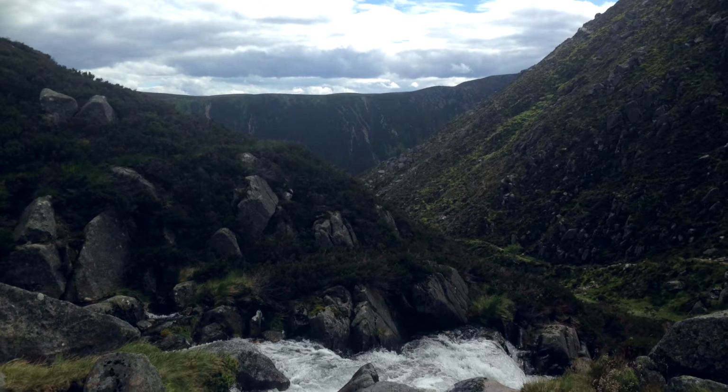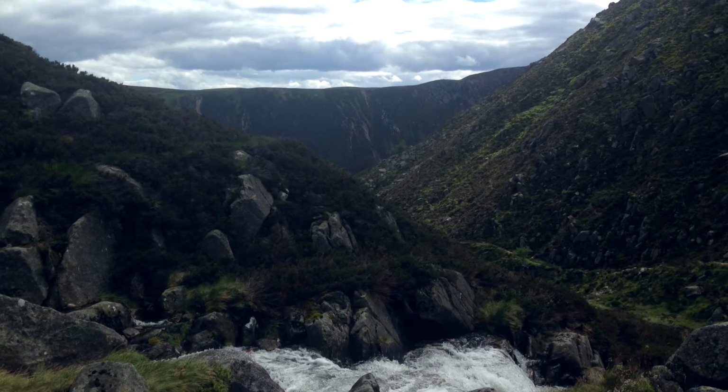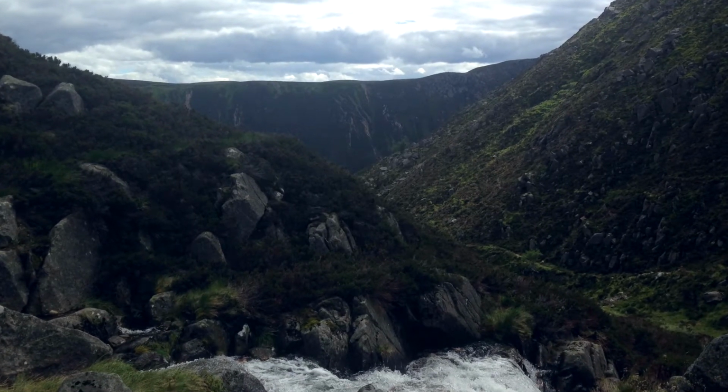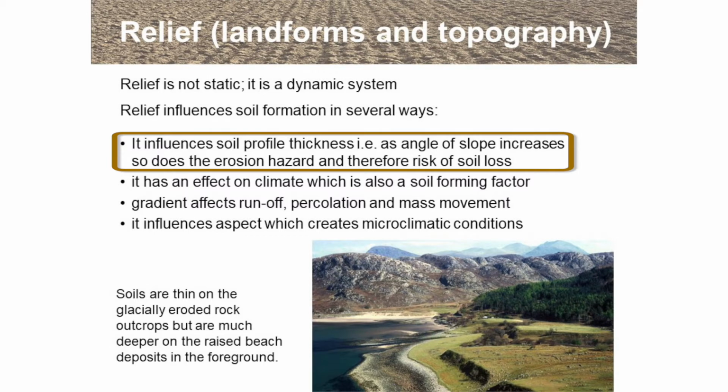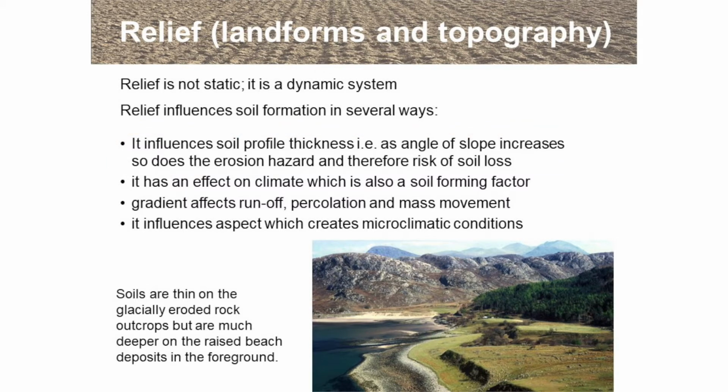As an angle of slope increases, so does the erosion hazard. Soils developing on flat ground will tend therefore to be deeper than soils developing on sloping ground. Relief has an effect on climate, which is also a soil forming factor. For example, as altitude increases, the air temperature decreases.